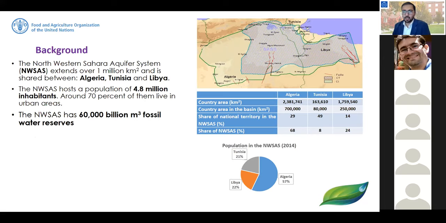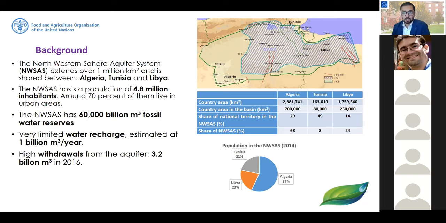It has 60,000 billion cubic meters of fossil water reserves. However, the recharge rates are very low compared to the withdrawals. We have 1 billion cubic meters per year of recharge, but the withdrawals are three times higher. So 3 billion cubic meters were withdrawn in 2016, and this trend is expected to increase in the future. So it's really facing a great issue of overexploitation, and agriculture is the main user of water in the Northwestern Sahara Aquifer Basin.